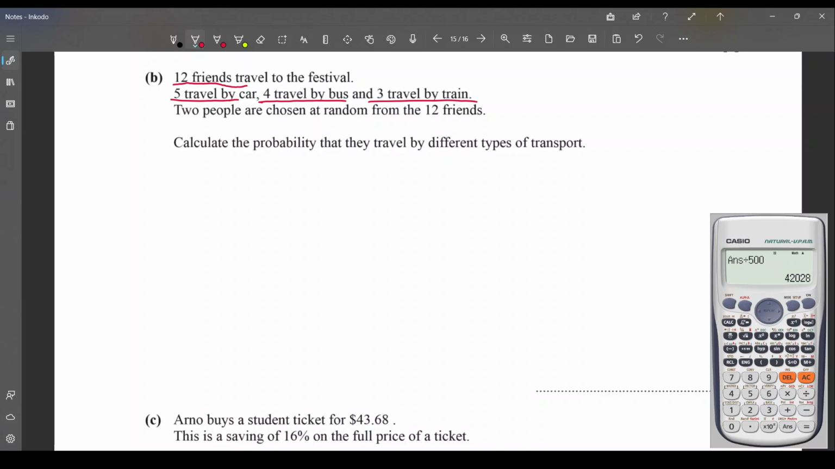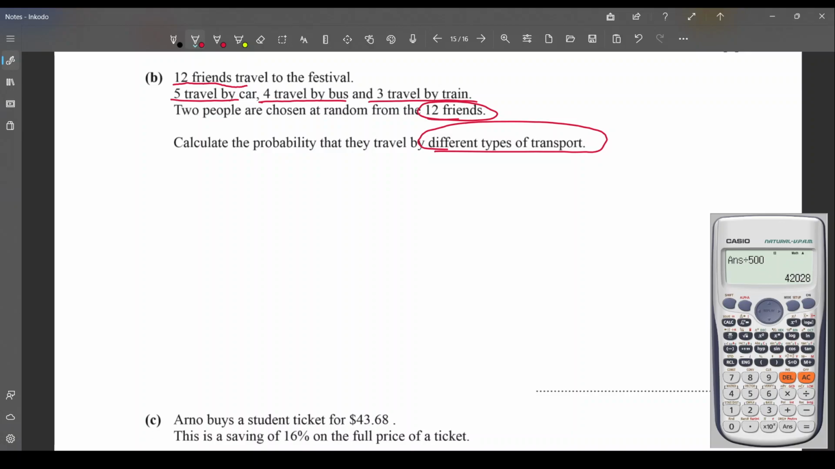2 people are chosen at random from the 12. Calculate the probability that they travel by different types of transport. What we will do is find out the probability of the same type of travel, then subtract it from 1 to find the probability of different types of transport. So how do we find the same type of transport?